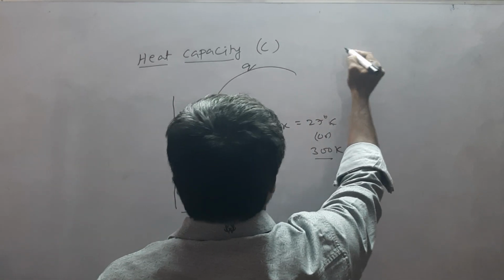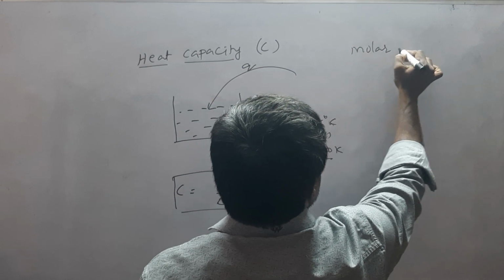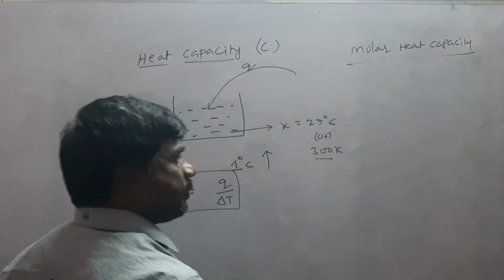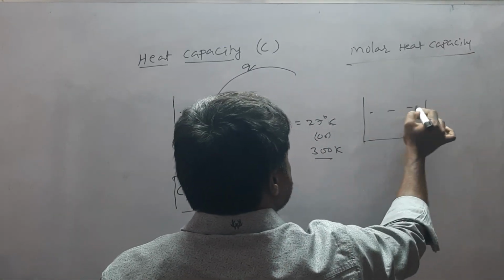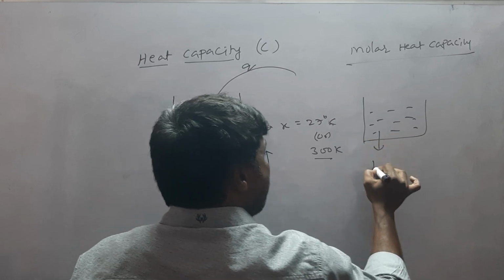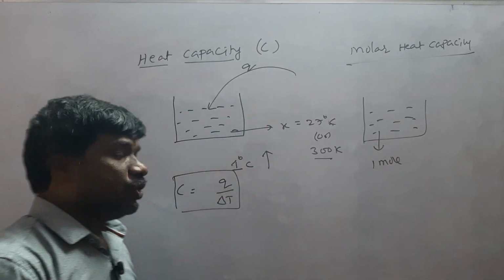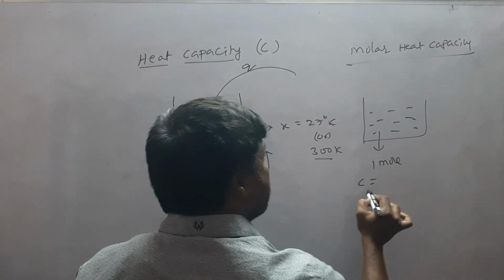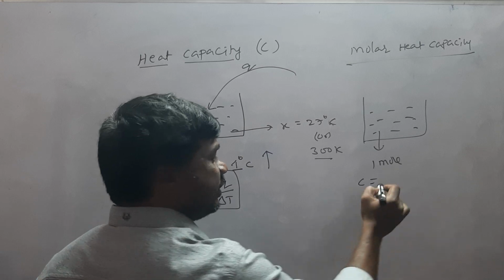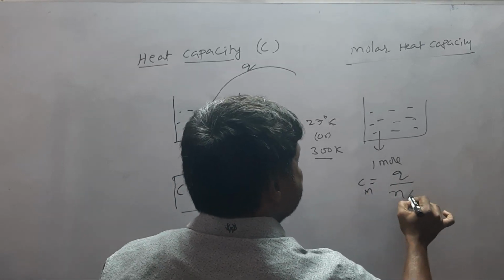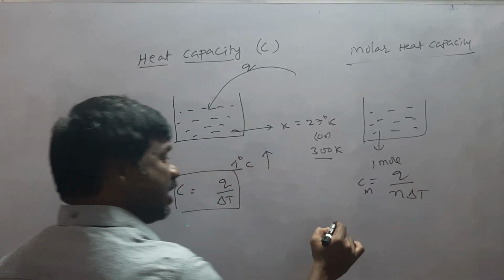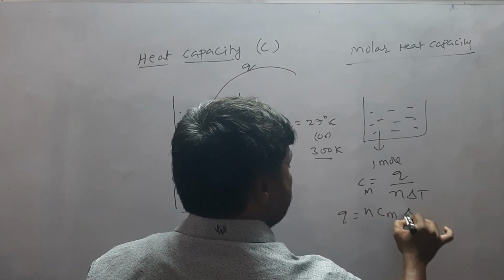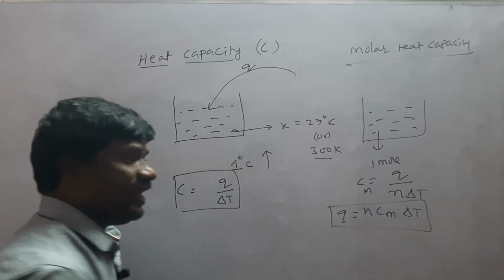One is molar heat capacity. What is molar heat capacity? Same thing. This is a substance, here 1 mole of substance. The energy required to increase the temperature of 1 mole of substance by 1 degree is called molar heat capacity, that is Cm equal to Q by N into delta T. N is the number of moles. So Q equals N into Cm into delta T. That is molar heat capacity.